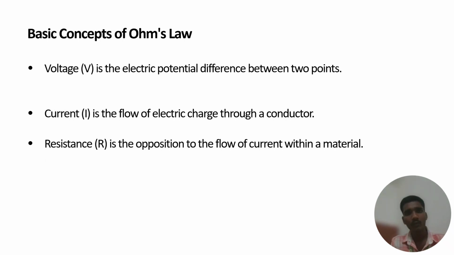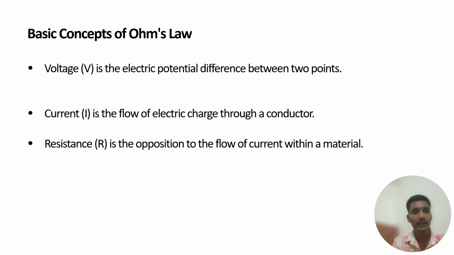Basic concepts of Ohm's law: voltage, current, and resistance. Voltage is the potential difference between 2 points. It is the driving force that pushes electric current. Unit: volts, V. Example: a battery provides voltage.